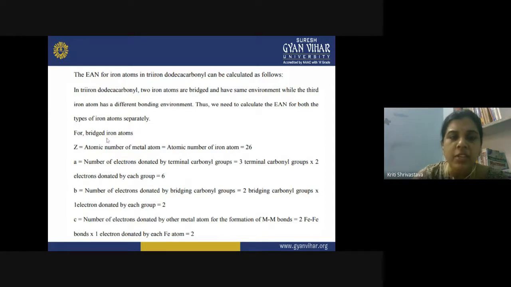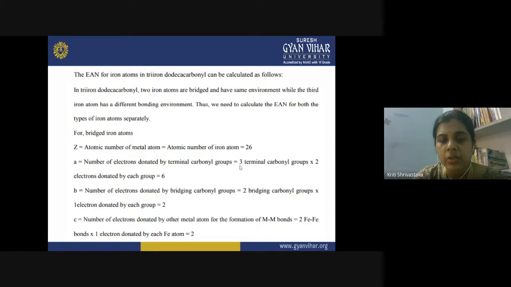So let us see for the bridged iron atoms, where the two iron atoms have a carbonyl bridge between them. Now we will apply the EAN equation. Let us see what Z is here. Z is the atomic number of the metal atom. So what is the atomic number of iron? It is 26. Then A is the number of electrons donated by terminal carbonyl groups.